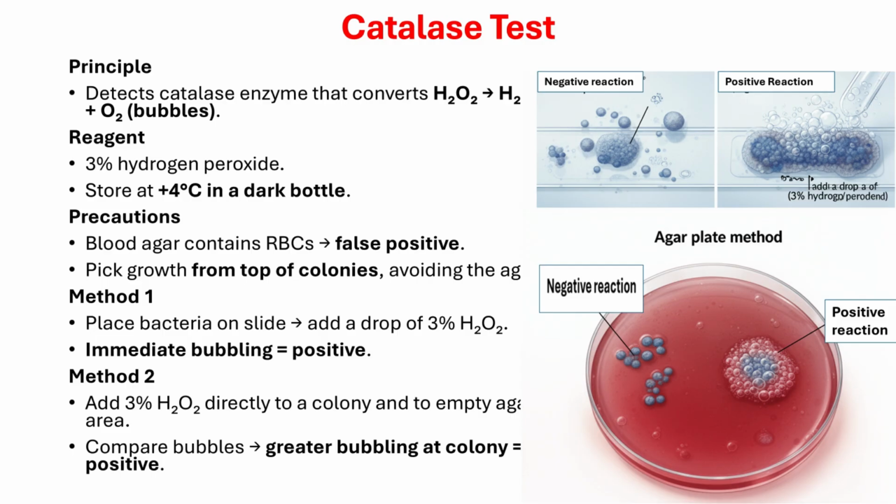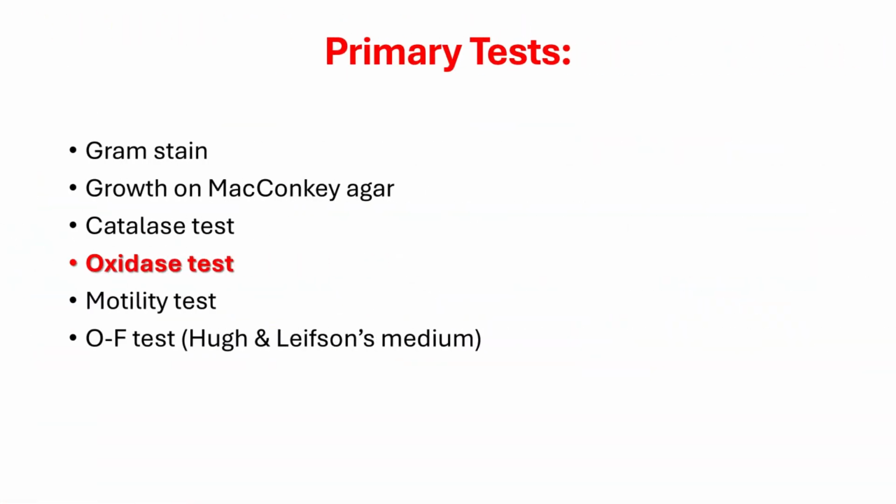In method 1, a small amount of bacterial growth is taken from the top of the colony, to avoid the blood agar, and placed on a clean slide. A drop of hydrogen peroxide is added. Immediate bubbling indicates a positive test. In method 2, hydrogen peroxide is added directly to the colony on the plate and also to an empty area of the agar. Some bubbling will occur from the blood agar, but significantly greater bubbling on the colony indicates a positive reaction.